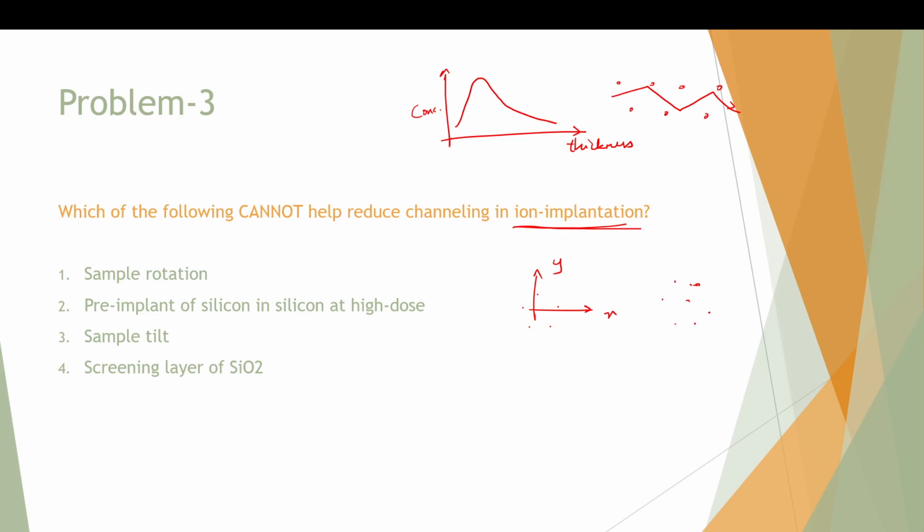Again they can encounter channeling, right? So sample rotation cannot help reduce channeling. What about pre-implant of silicon in silicon at high doses?